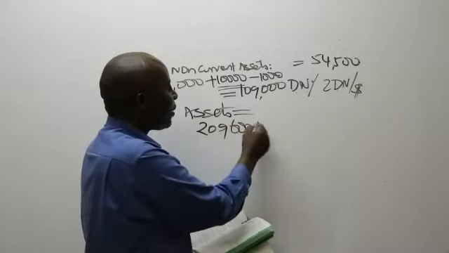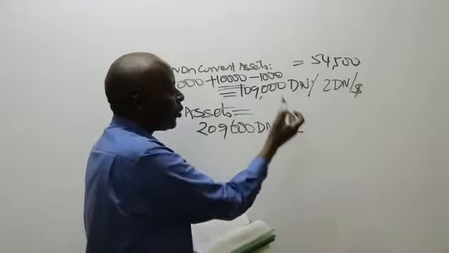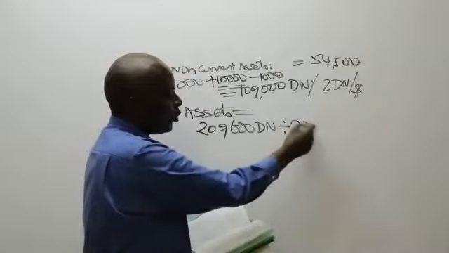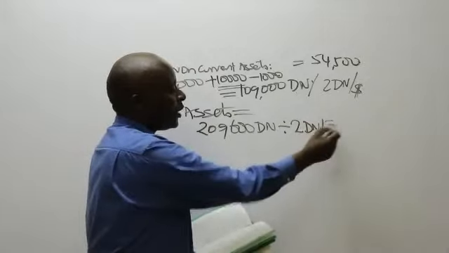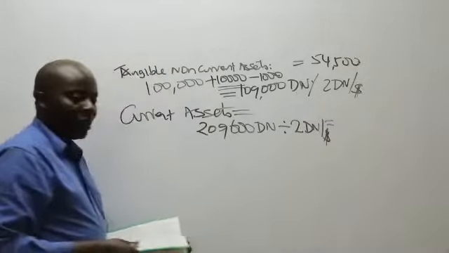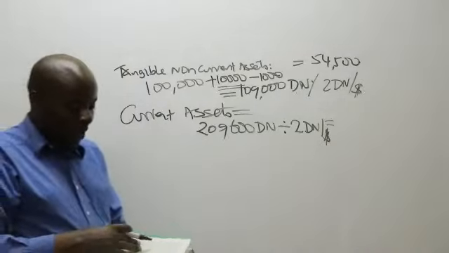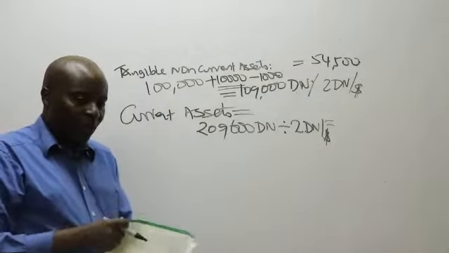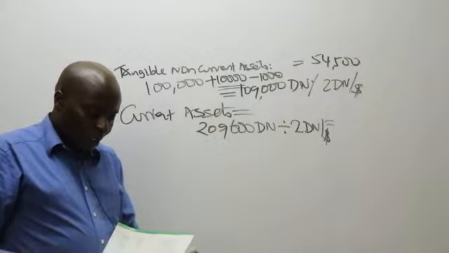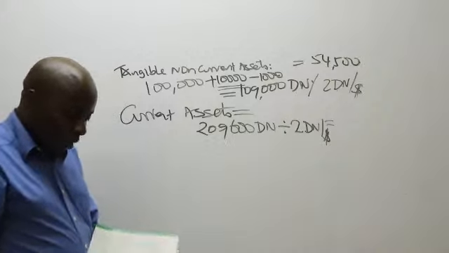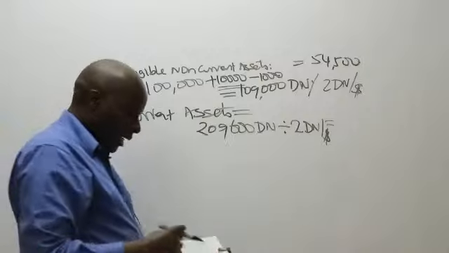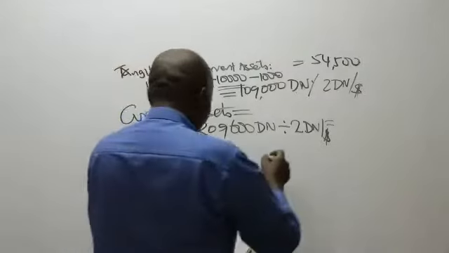So 209,600 DNs, I'm translating this using the 2. So divide by the 2 DN per dollar. At the end of the day, I should be able to get how much? Somebody talk to me, please. 104,800. Thank you very much.